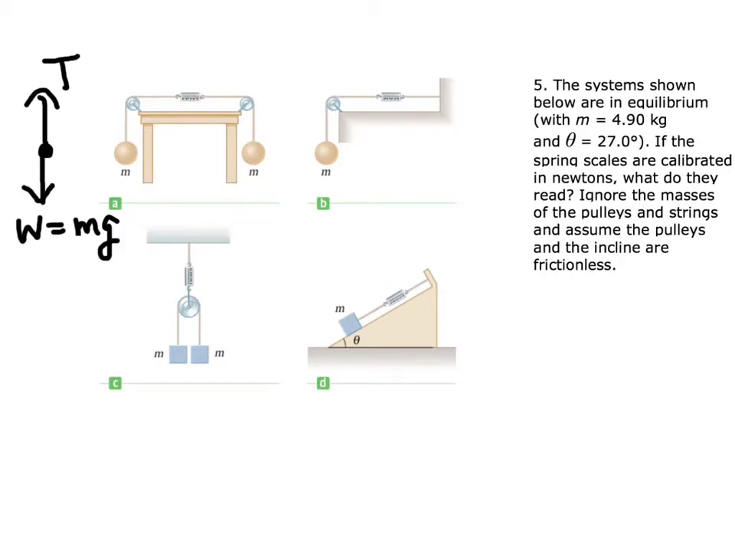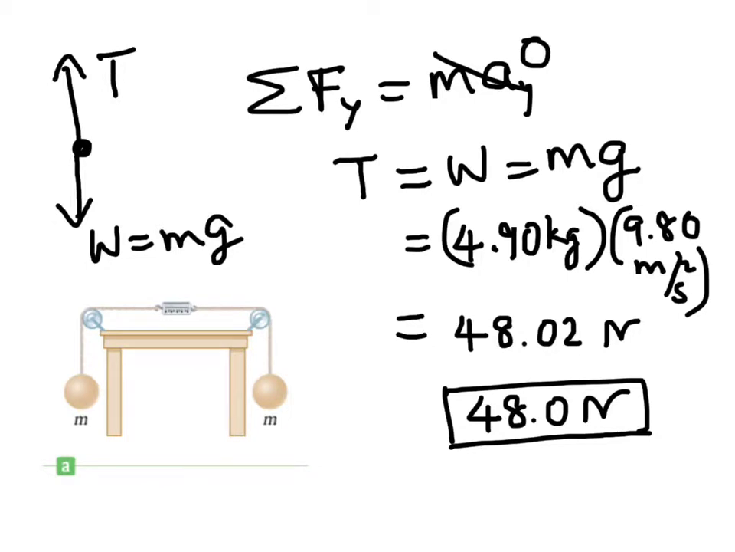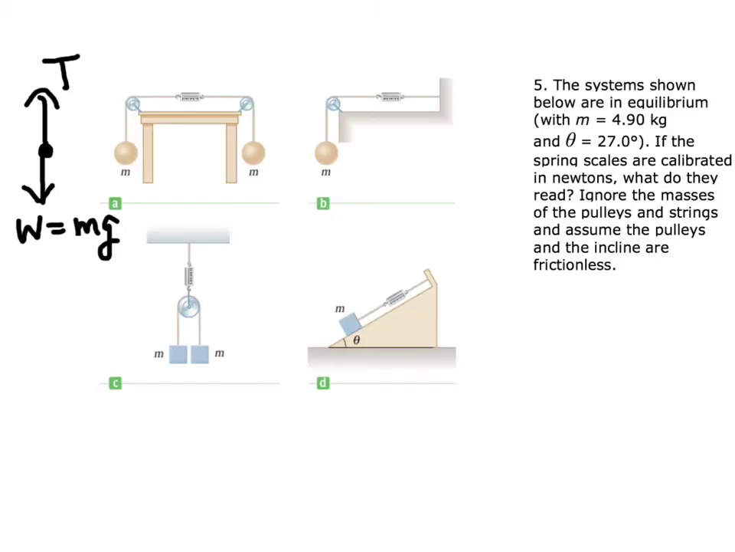But that's not the reading of the spring scale. The reading of the spring scale is the actual tension in the string. Okay, so the answer for this one would be, you can say that the net force is 0 in the y direction. So just like we've been doing, the tension is equal to the weight, and the weight is mass times gravity, and that's 48 newtons, which is the weight of one of the masses, not two. Right? Other ones here, you can convince yourselves.